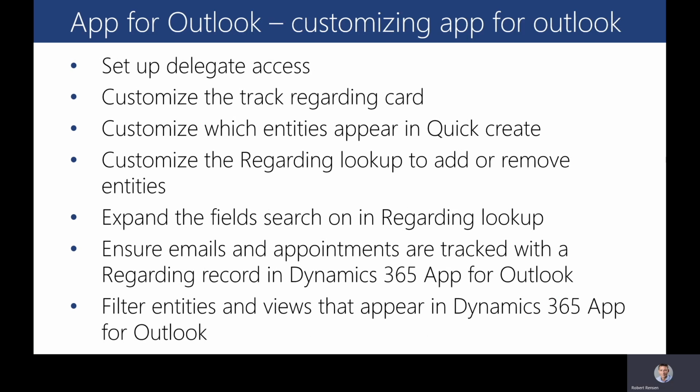Now let's talk about customizing the app for Outlook. So you can set up delegate access. You can set up delegate access to allow someone to track Common Data Service information using the Dynamics 365 app for Outlook. You can set up delegate access in Outlook to give someone permission to act on your behalf. For example, you might want an assistant to create and respond to email or meeting requests for you, and then track the information in the Common Data Service using the Dynamics 365 app for Outlook.